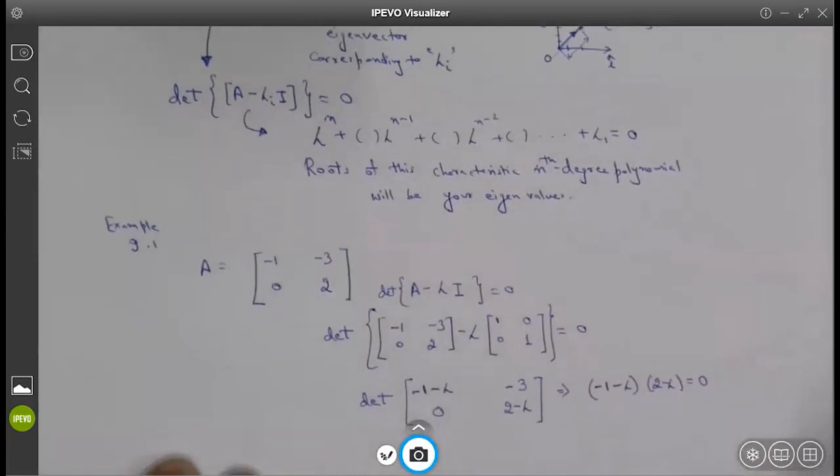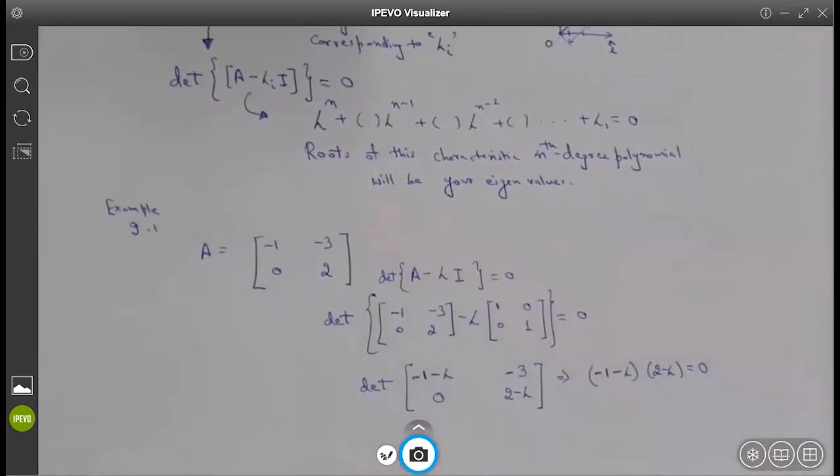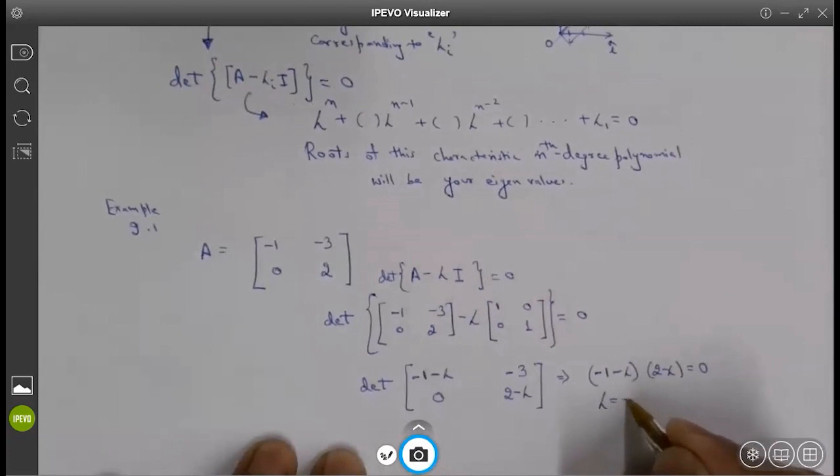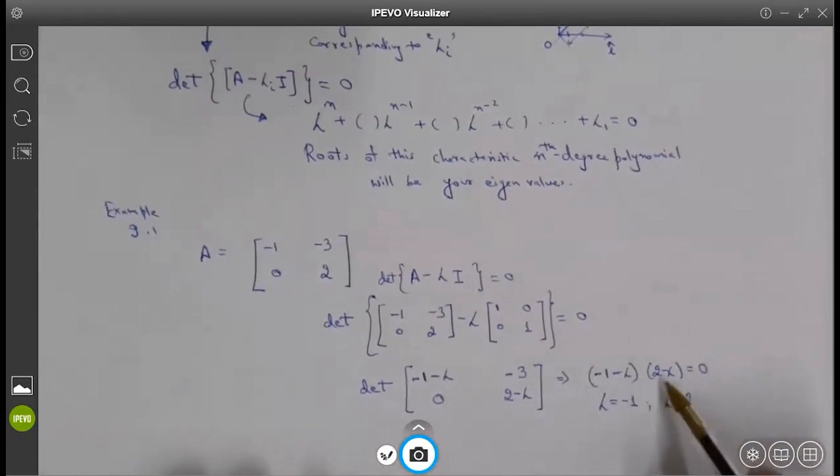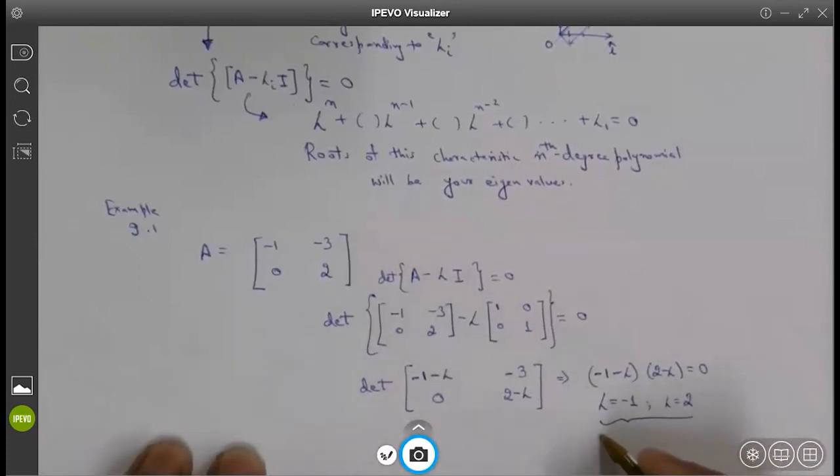Are you guys with me so far? Yes, Professor. And if you solve for this, you will get lambda is -1 and lambda equals 2. This is a quadratic equation, but since it is already in the parenthesis form, the factors have already been factored out, so you can easily calculate lambda as -1 and lambda equals 2. Are you guys with me so far? Yes. So these are your eigenvalues, and corresponding to these eigenvalues, you have eigenvectors.